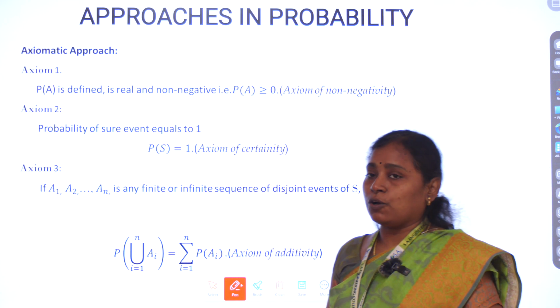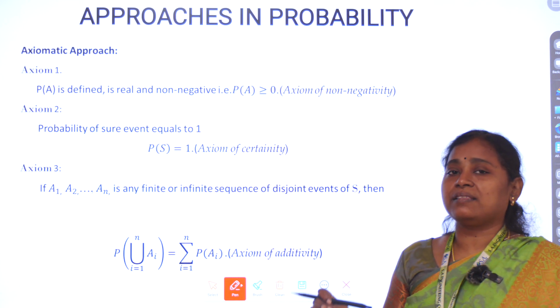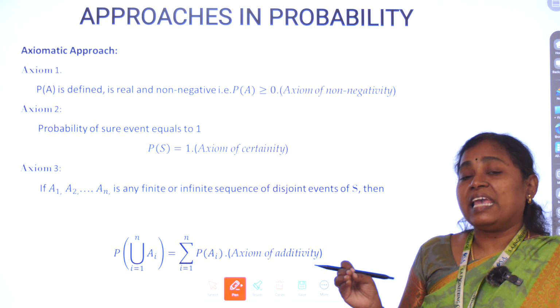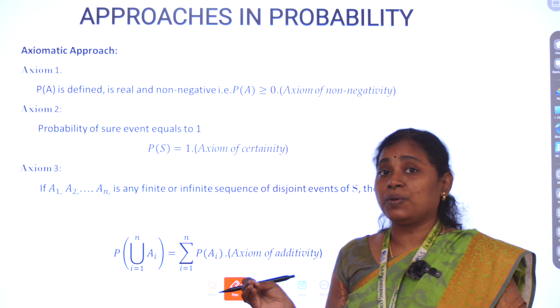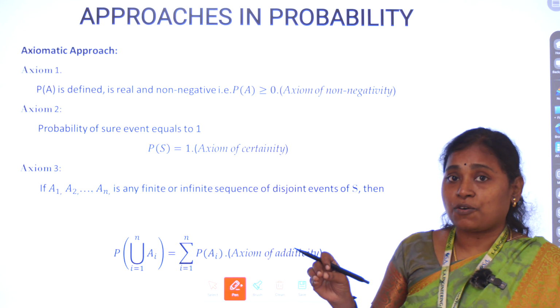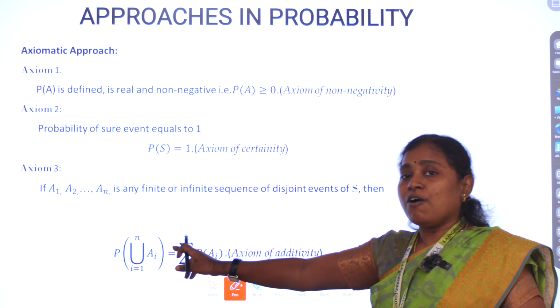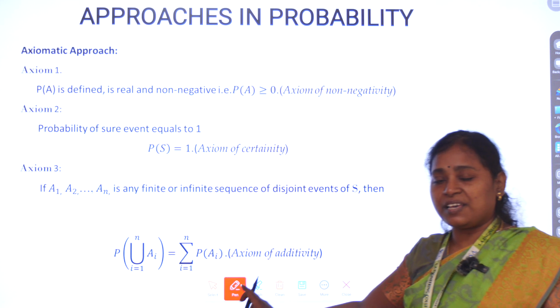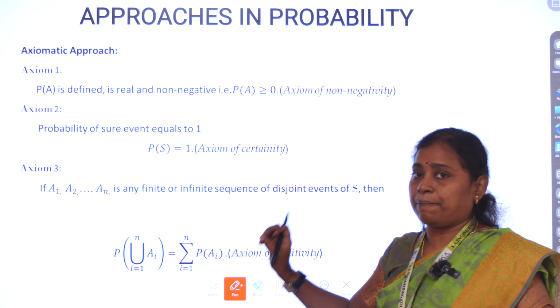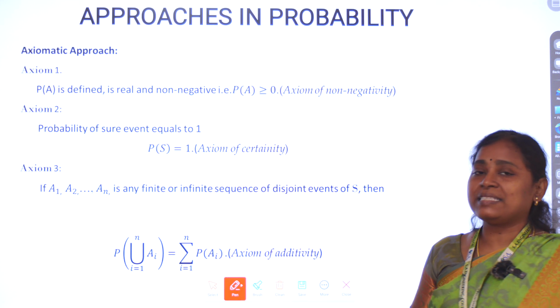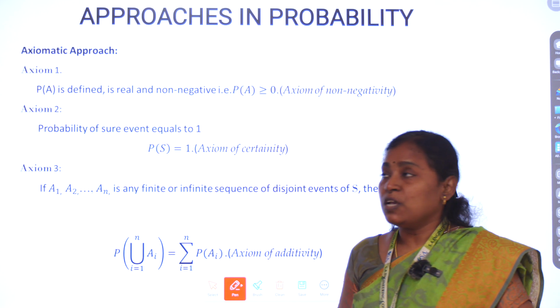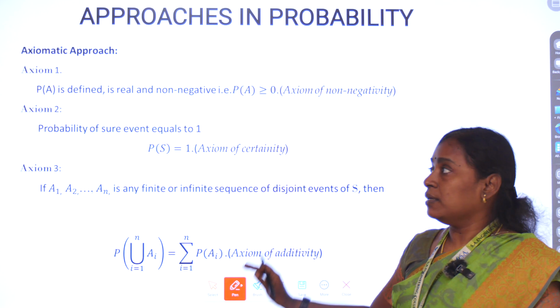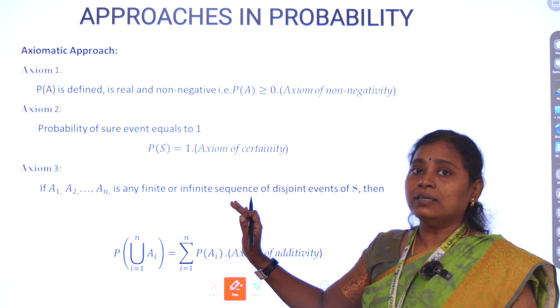The third axiom states if A1, A2, A3, etc. up to An is any finite or infinite sequence of disjoint events of S, then P of the union of Ai, i equal to 1 to n, is equal to the summation i equal to 1 to n of P of Ai. So this axiom is known as the axiom of additivity. So this is a very important approach of all the three.